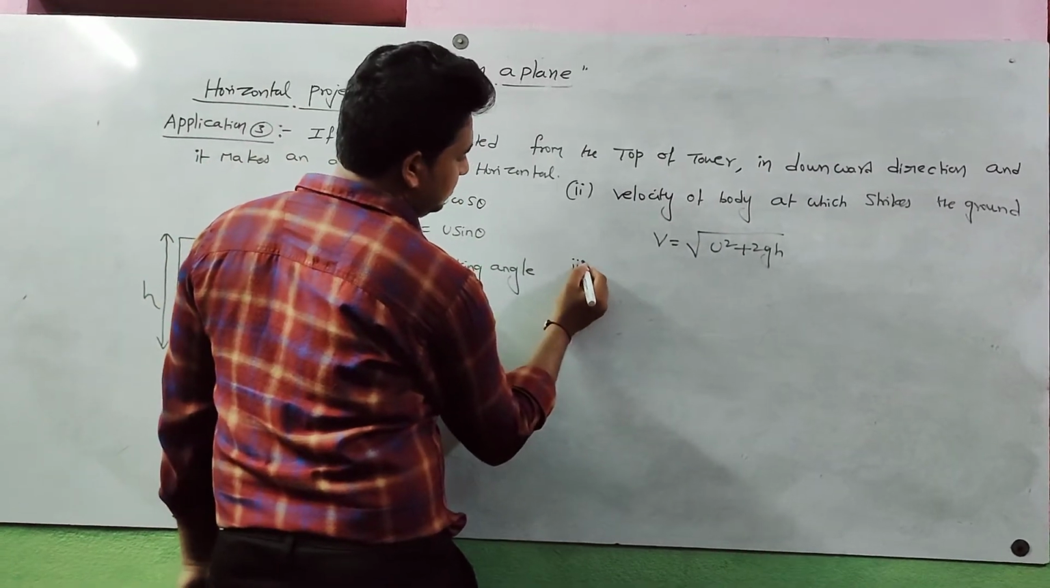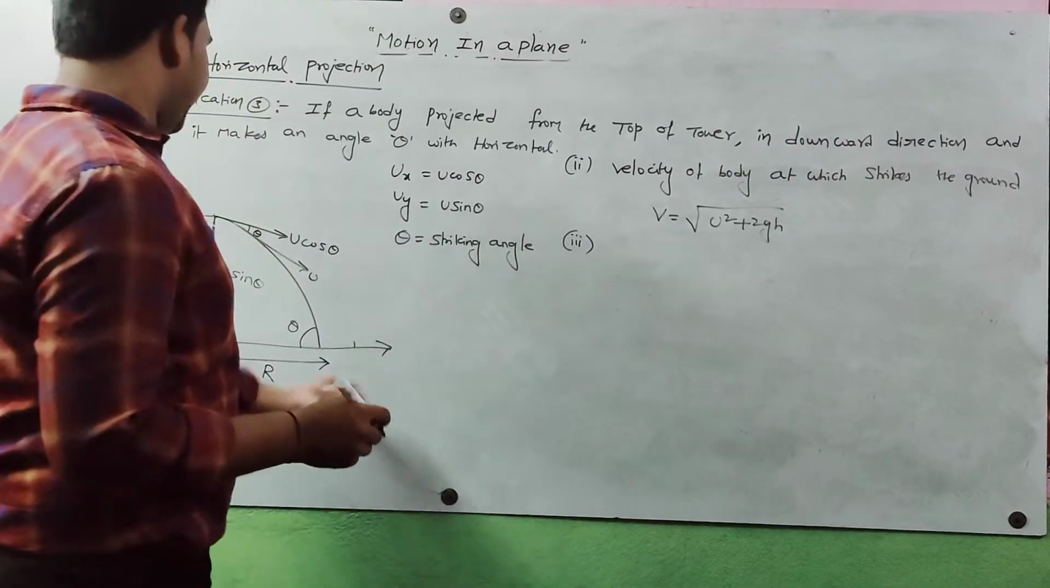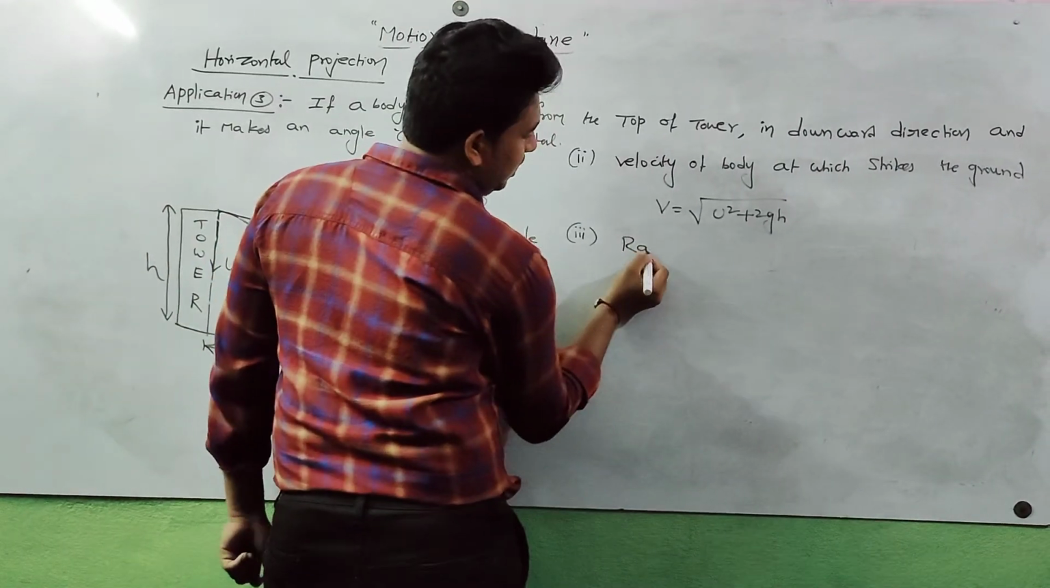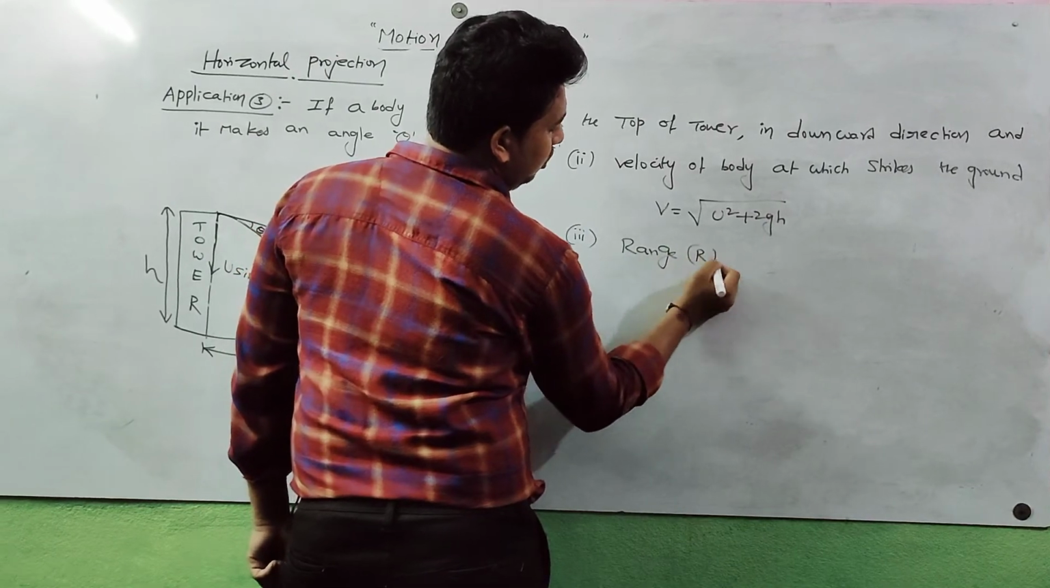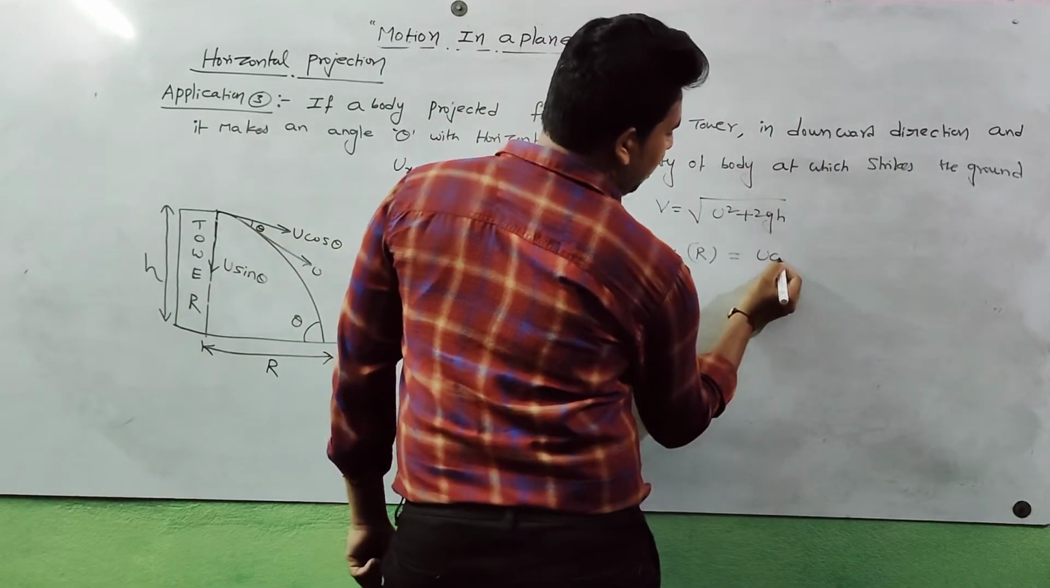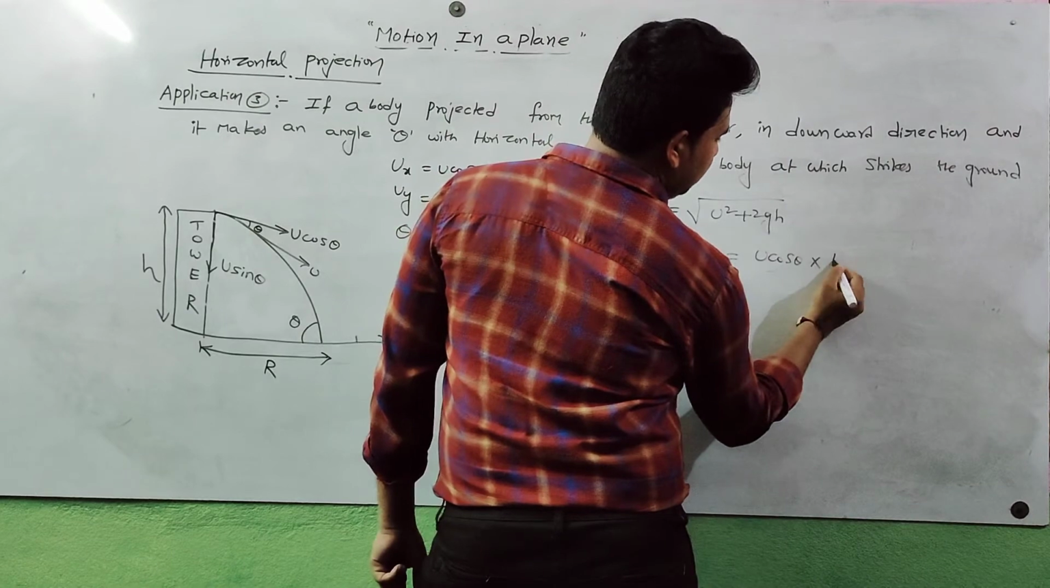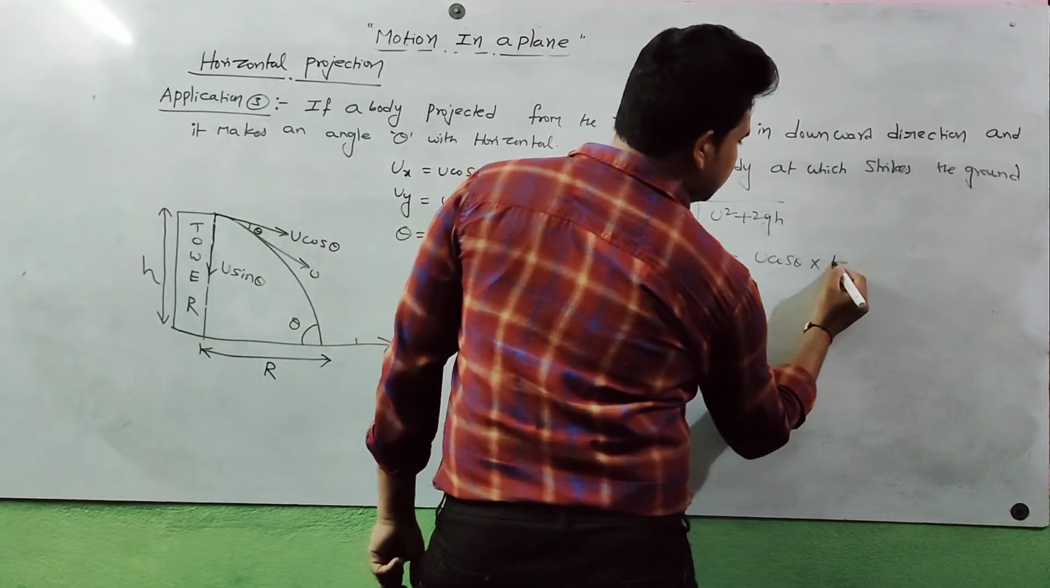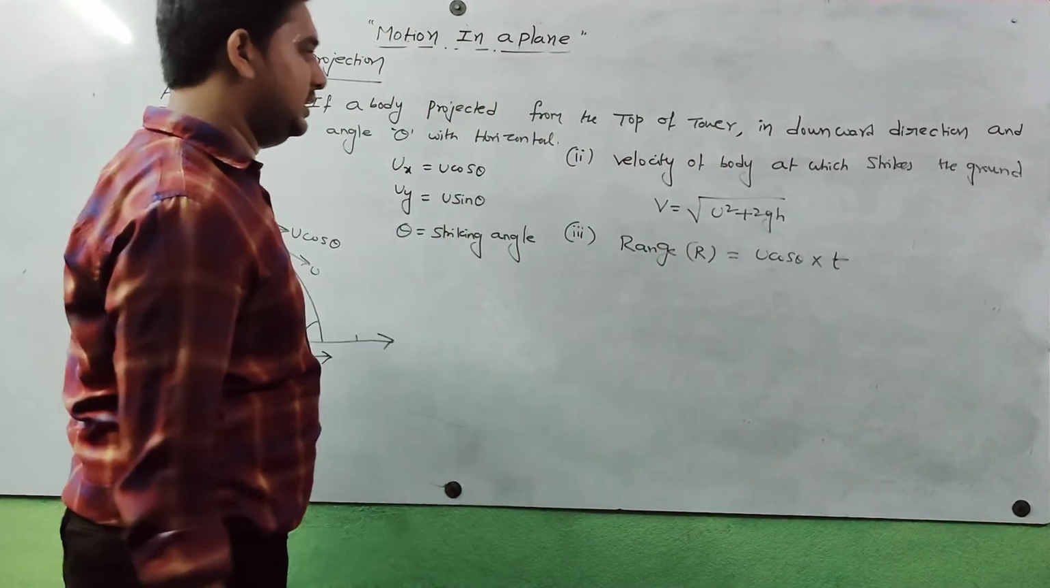Next, range R is equal to u cos theta into t, where t means time of flight.